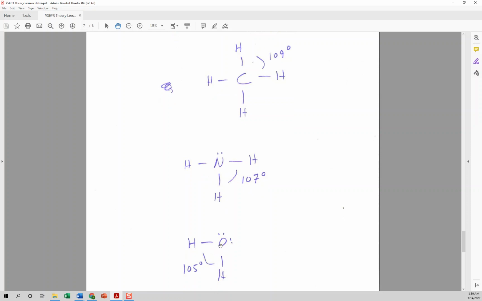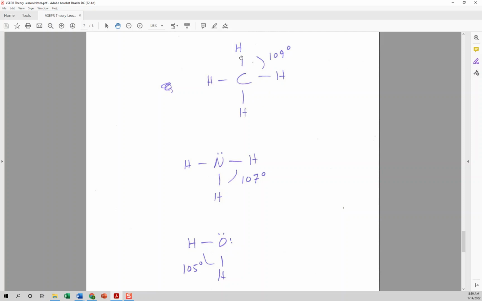But if you want to know, lone pairs or unshared pairs take up a little bit more room around that middle atom than bonding pairs. And so it forces the bonds a little bit closer together. So if you have 4 domains and they're all bonds, you're going to space those out to 109 degrees.